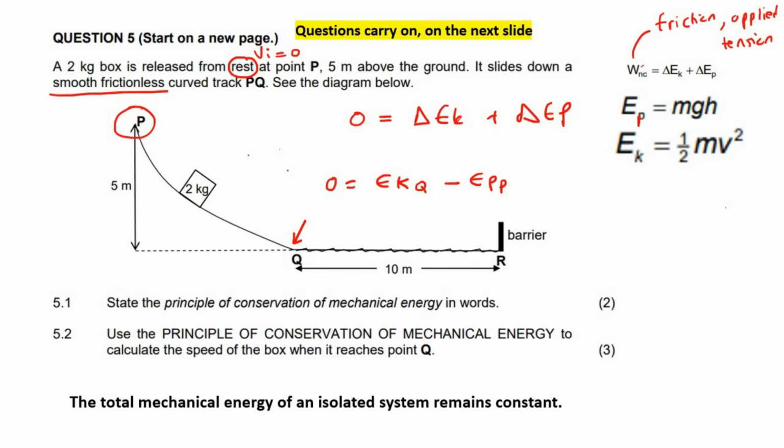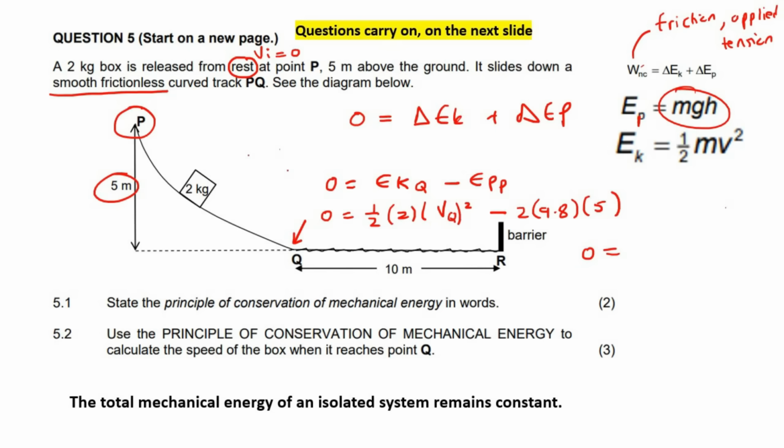Okay, that's meant to be a P over there. I think I blocked that a bit. So there's your potential energy formula, and there's your kinetic energy formula. So I can just go 0 is equal to kinetic energy. The mass of this object was 2 kilograms. Its velocity at point Q is what we're trying to find, so velocity at point Q squared. Please remember the squared. A lot of students forget that. Minus the potential energy at point P, which is 2 times 9.8 times its height of 5 meters.